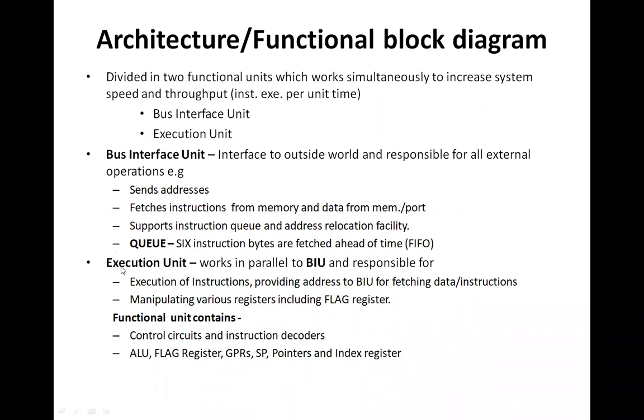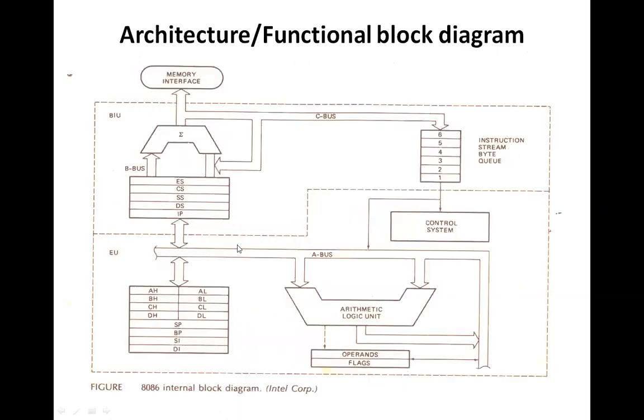And the major role of the execution unit is to manipulate various registers, because it has a lot of registers available. We have AH, AL, BH, BL, CH, CL, DH, DL, SP (stack pointer), base pointer, source index, and destination index. Along with that, it has a control unit, an arithmetic and logic unit, and a flag register. So all the execution part is done with this unit.